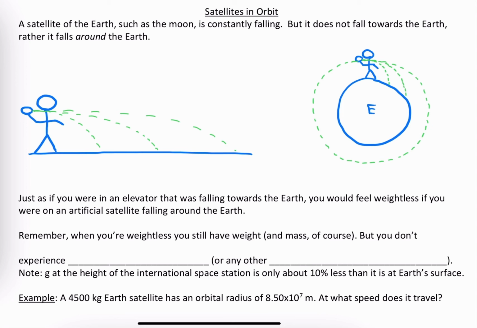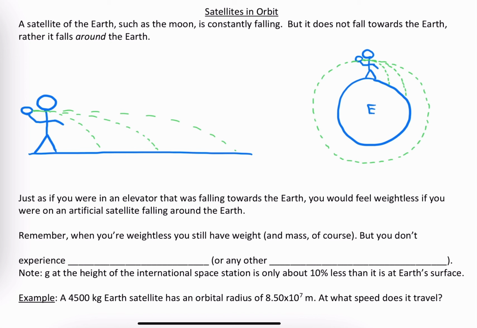The reason we go up really high if we want to put things in orbit is not because there's less gravity up there. There is a bit less gravity, but not much. If you go up to where the International Space Station is, where astronauts will go and float around inside the space station for 6 months at a time, the strength of gravity up there is only about 10% less. Instead of 9.8, it's like 8.8 or something like that.